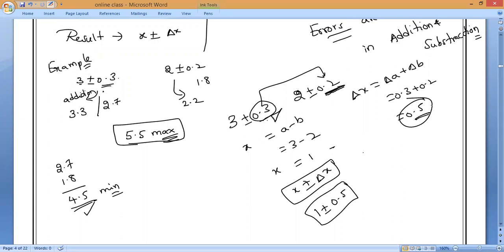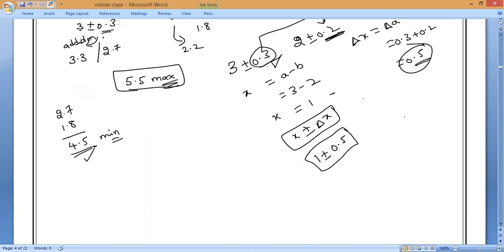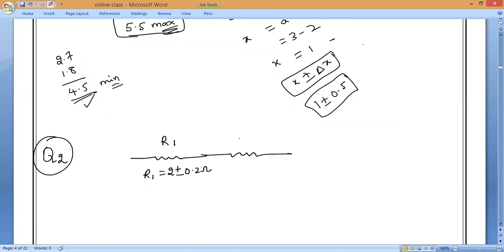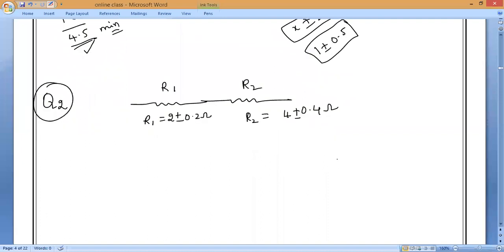Yes, sir. So with the help of that, let us solve one question now so that you will all understand. Question number 2: I have given 2 resistances. R1 value is, please remember, 2 plus or minus 0.2 ohms. Next R2 value is given too. They are in what connection, series or parallel? Series connection. Now find the equivalent resistance. That is the question.